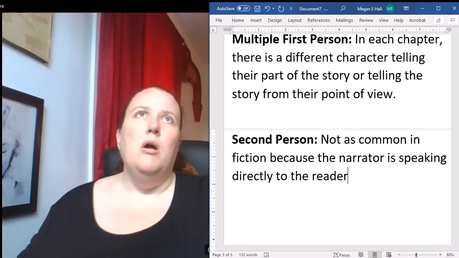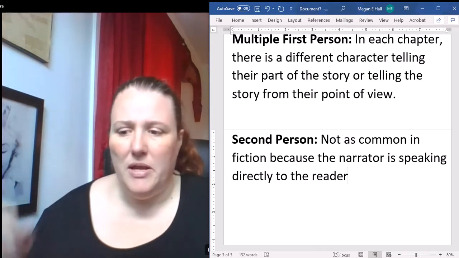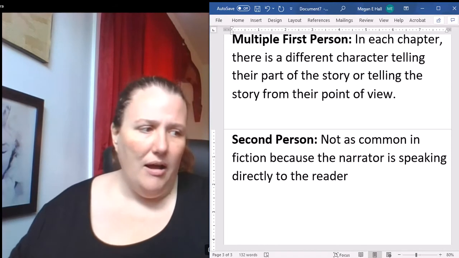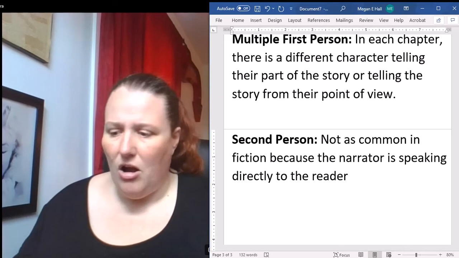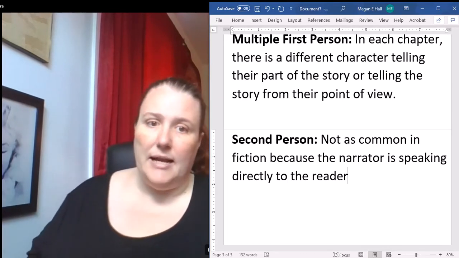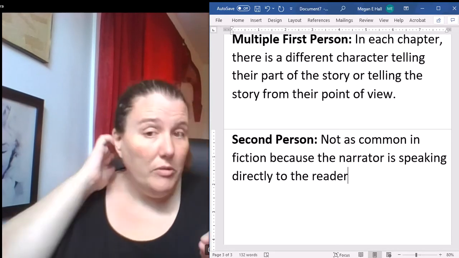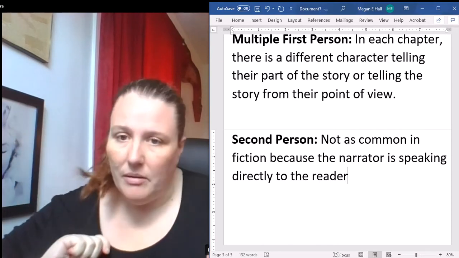So, we have a problem with global warming and you need to do something about it. Write to your congressman, have them make sure that the factories are not polluting the air. You should recycle as part of that, right? That kind of thing would be second person. I have seen it used extremely well in a few books, but not many.